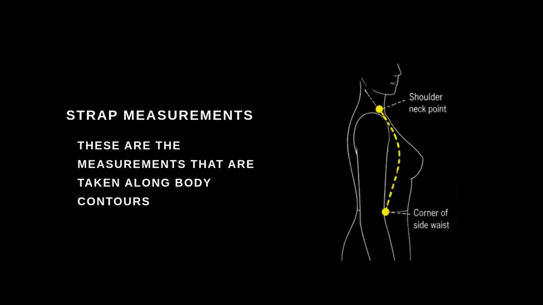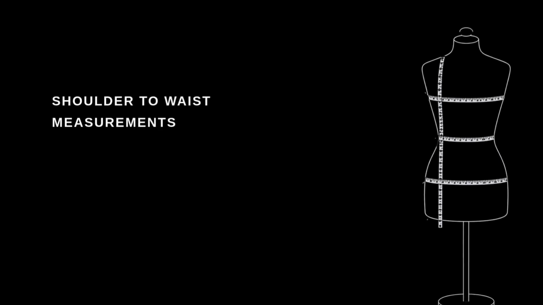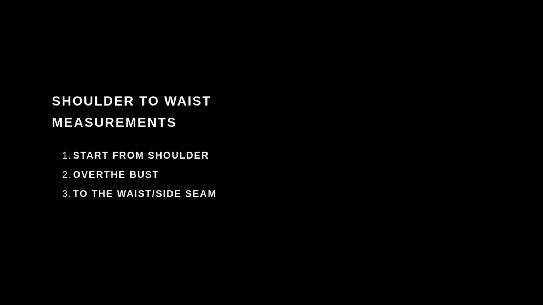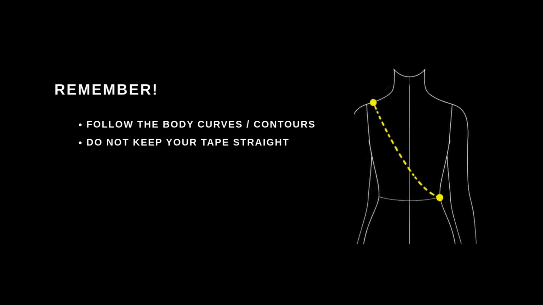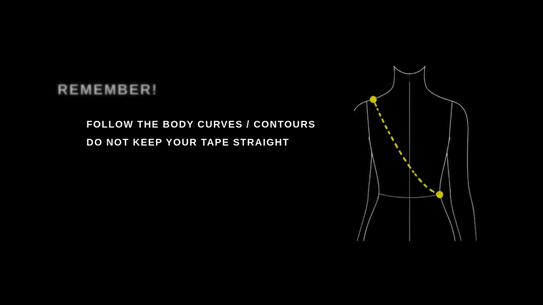Then we have strap measurements. These are measurements that are taken along the body contours. Contours are nothing but the body curves, we can say. I'll give you an example for a strap measurement so it will be easier for you to understand. We can take the shoulder to waist measurement. In strap measurement, we take a measurement from the shoulder following the body curve over the bust to the waist. So the one thing you have to remember while taking strap measurements is that the tape should follow the body shape, not the straight line.